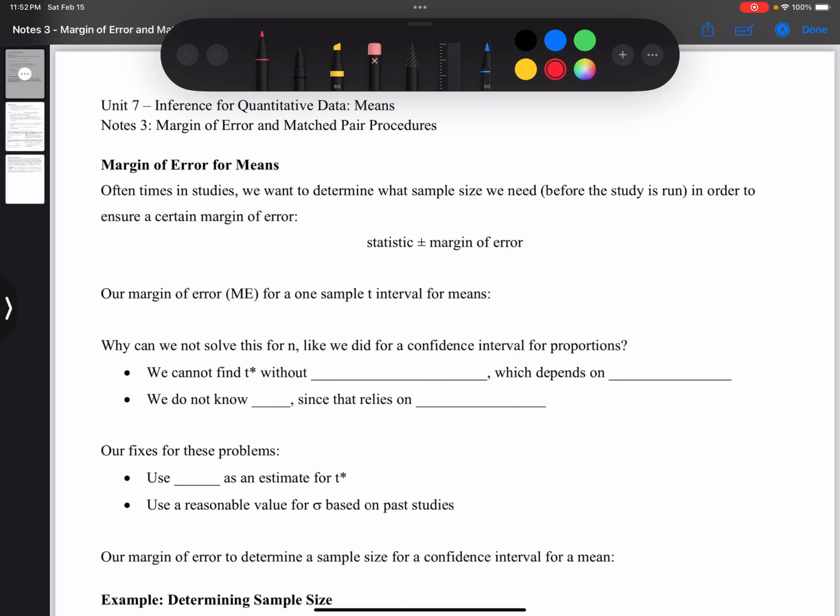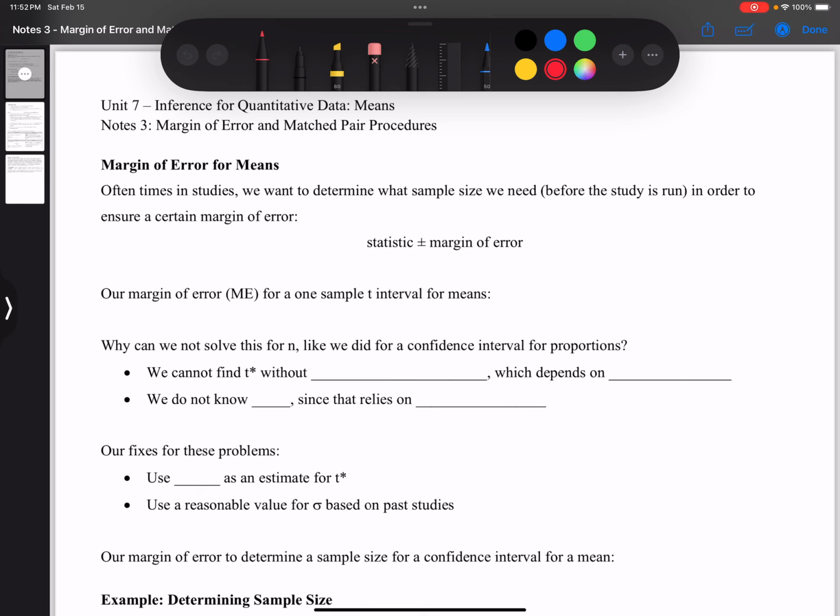All right, so notes three is about margin of error, which we talked about with the last unit. We did some margin of error stuff, and then we're also at the end of the lesson going to move on to something called matched pair procedures, which is like what if we actually run a study where we're matching pairs, like we're doing a before and after, or we're matching two specific people up, kind of thing like that.